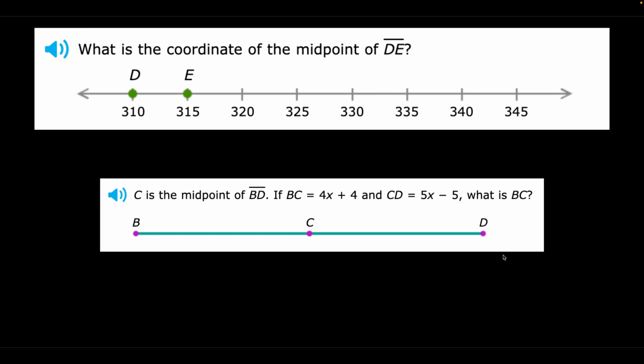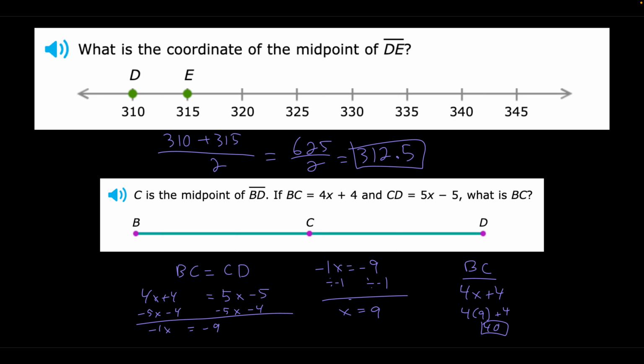Okay, now they've had time to work these problems, let's check your solutions. For the first problem here is the work. Final answer should have been 312.5. And for the second problem here is the work. Should have said that BC is equal to CD. Solve for x, you get 9. Plug in 9, you get 40.